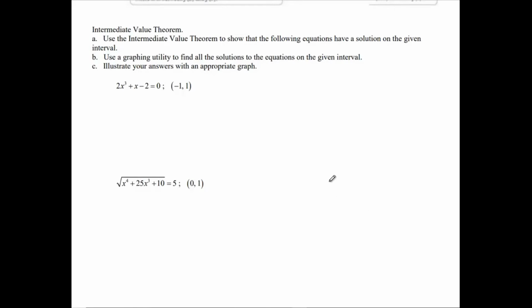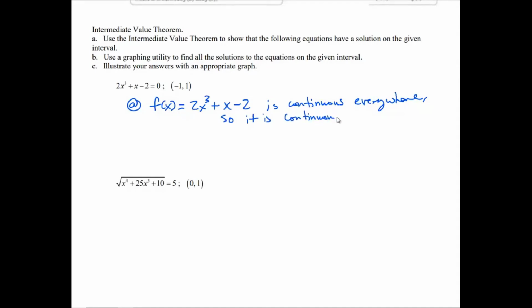So first we'll notice that f of x equals 2x cubed plus x minus 2 is continuous everywhere because it's a polynomial function. So it is continuous on -1 to 1. Okay. And then if we plug in these endpoint values, so if I say f at -1 and I put -1 in the place of the x's and then figure out what that equals, that will equal -5. And then if I put 1 in for x, I will get 1.